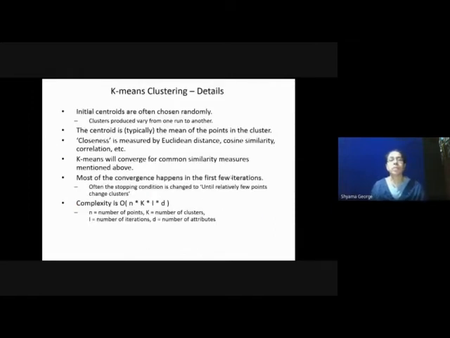The initial centroids are chosen randomly. We can choose based on our prior knowledge, or if there is no knowledge about the problem, we can select the points randomly. Then the centroid is the mean of the points of the cluster. Closeness is measured by Euclidean distance, cosine similarity, or any other distance measures like Manhattan, etc. K-means will converge for common similarity measures. Most of the convergence happens in the first few iterations.